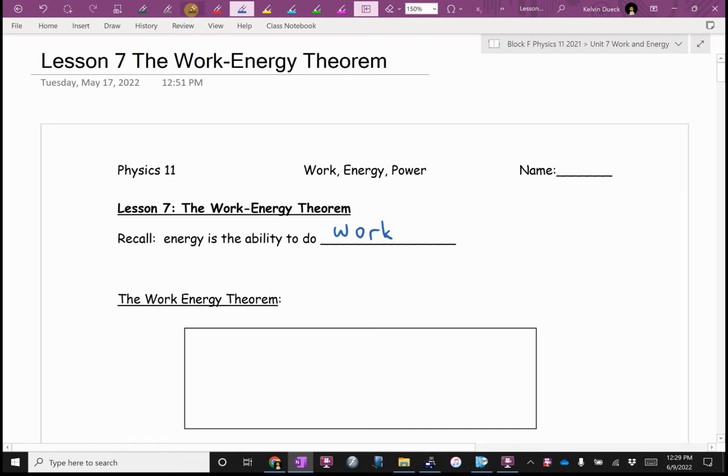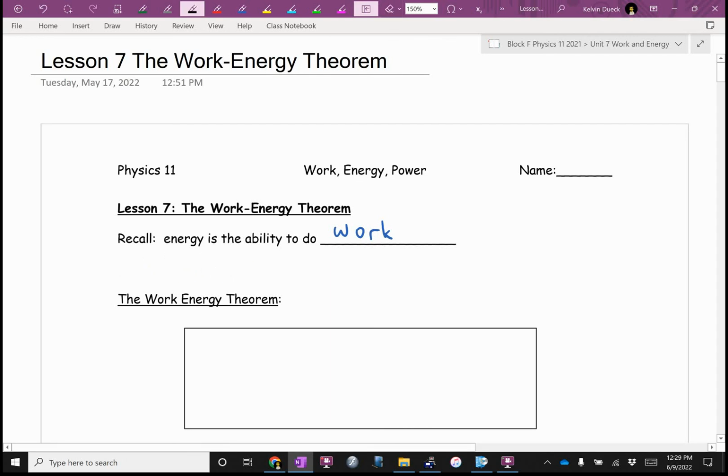Now, how do I find work? Don't write this next bit down. We said work was force times distance, which was the easiest way to find work, but it had its limitations. The force had to be constant, and the force and distance had to be in the same direction. This won't help us in Physics 12 when we start doing rocket science, because when you want to figure out how much work, how much energy, say, to put something in orbit, gravity is changing as you go further and further away. This won't help.